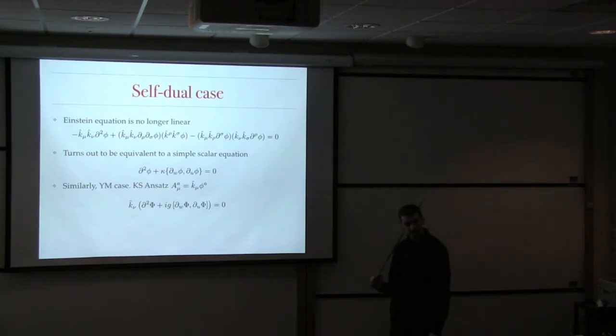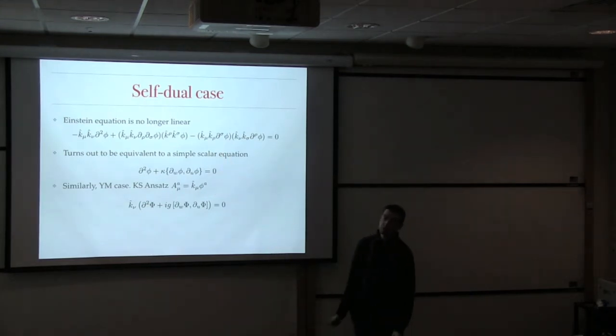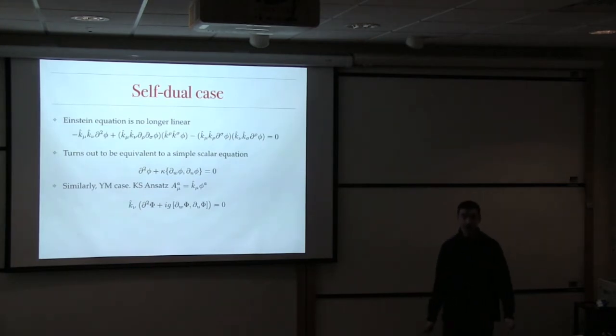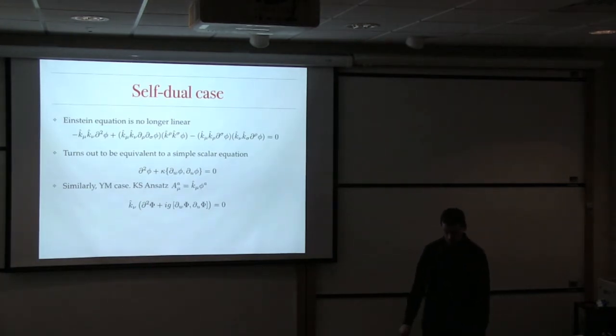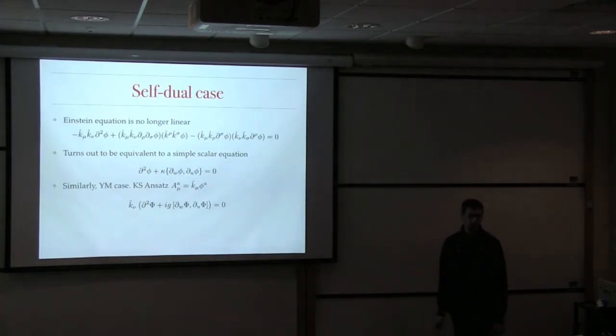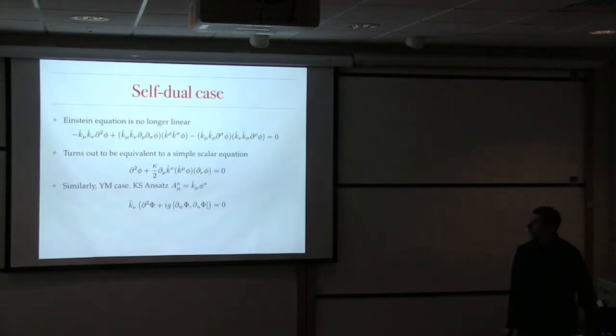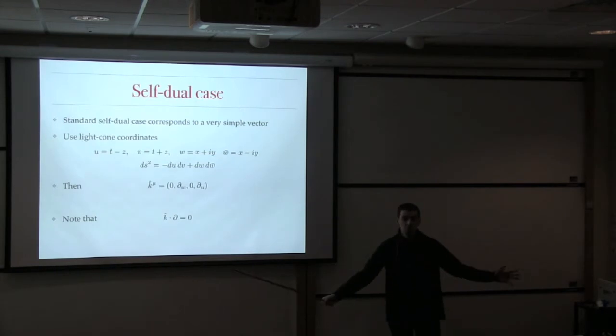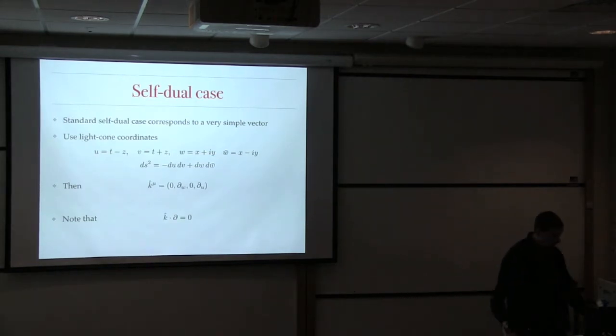Did you start with solo Einstein, or was it the full Einstein equation? I start with the full Einstein equation, but then I put in this particular k. That k is a self-dual k, and the particular ansatz for the metric. Yes, so I put in this Kerr-Schild ansatz with that specific choice of k. And what was your specific choice of k? This one. Okay.